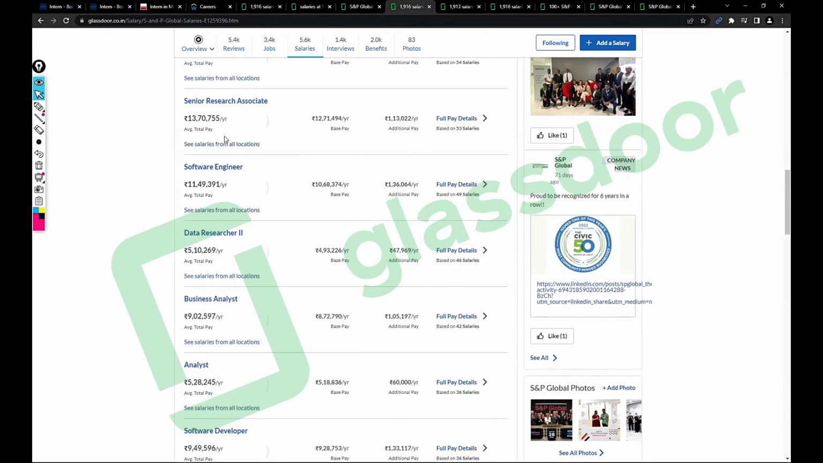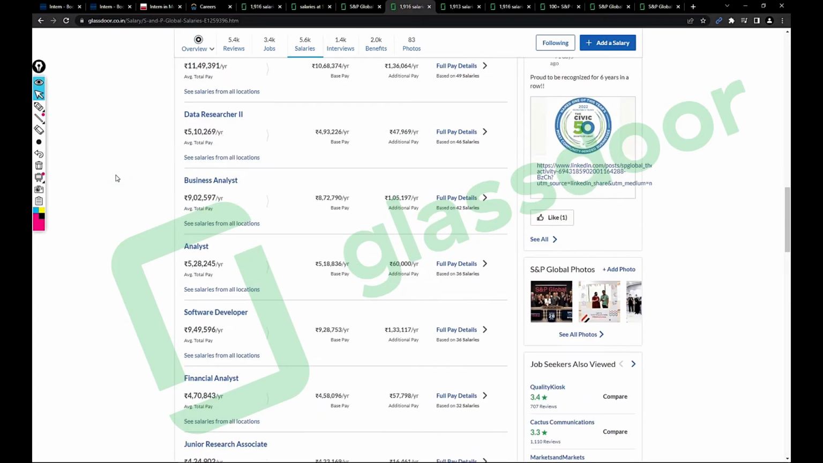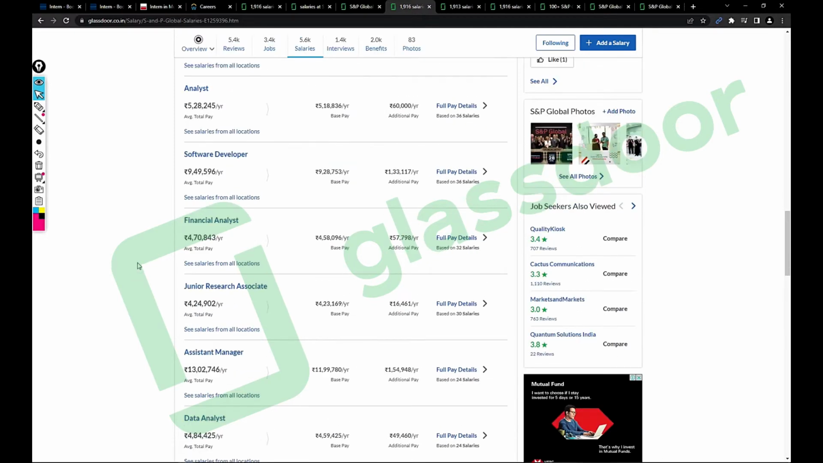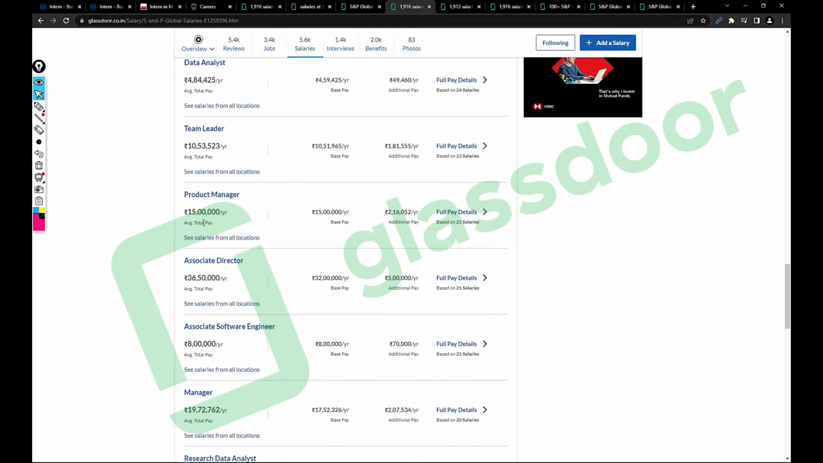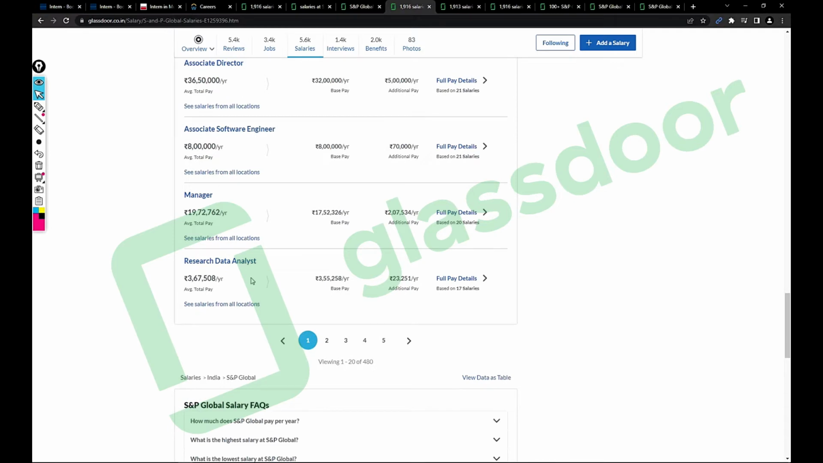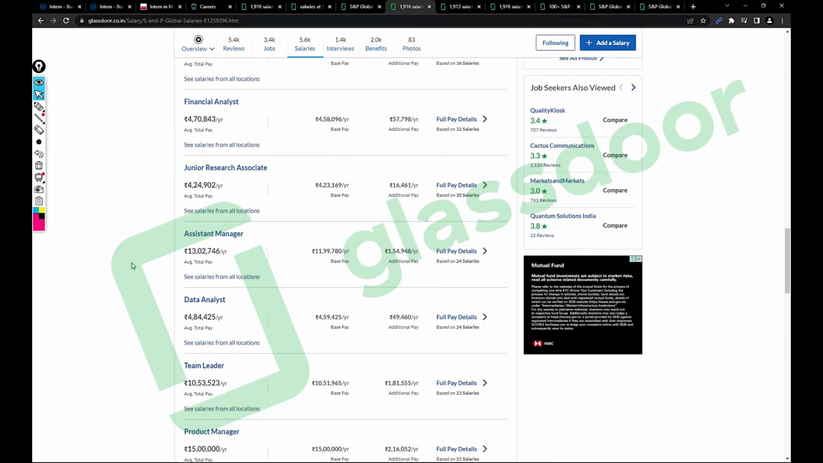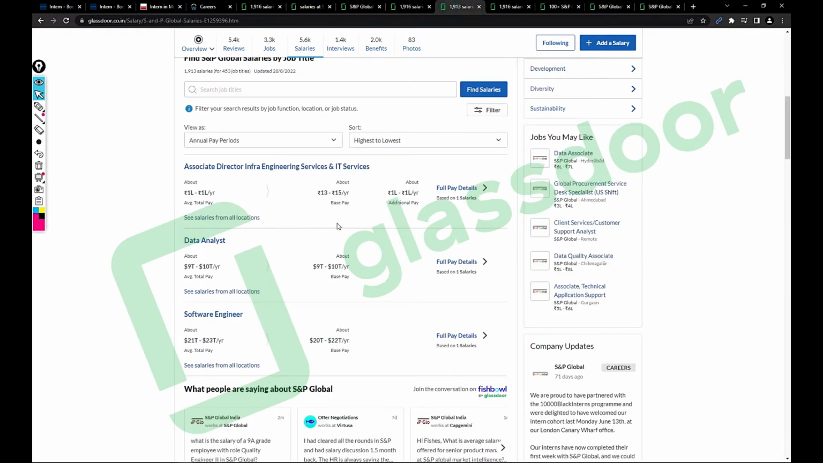Senior software engineer 18,00,000. 13,00,000 for senior research associate. Software engineer 11,00,000. Analyst 5,28,000. Business analyst 9,05,000. And the product manager 15,00,000. Research data scientist 3,67,000. Manager 19,00,000. And the director salary is 36,50,000. It is always compared with the FactSet company.